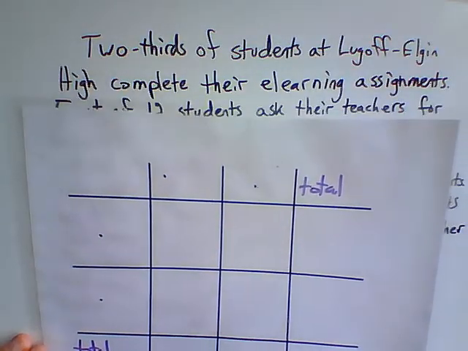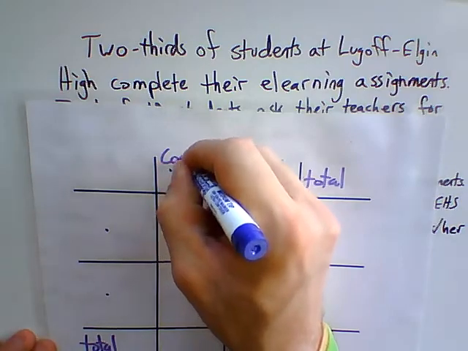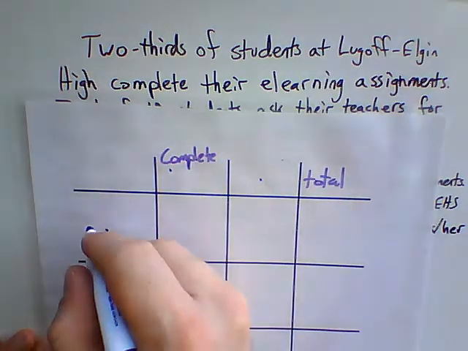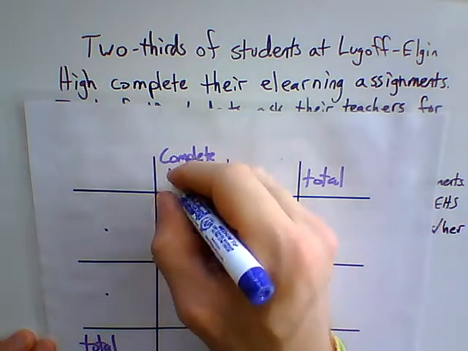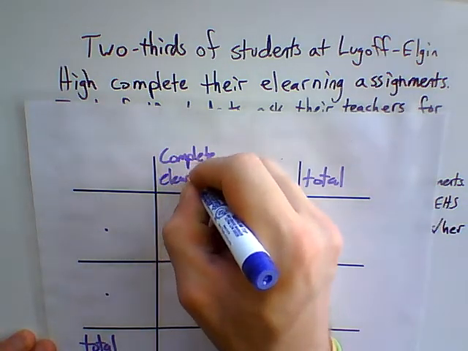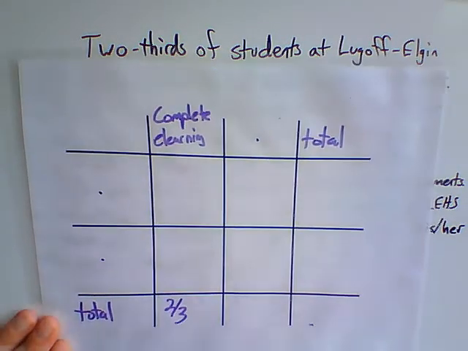2/3 of students at Lugo Belgian High School complete their e-learning assignments. So, you could have put it over here. It doesn't matter where you start. I like working across first. Why not? So 2/3 of them, in total, 2/3 of them complete their e-learning.